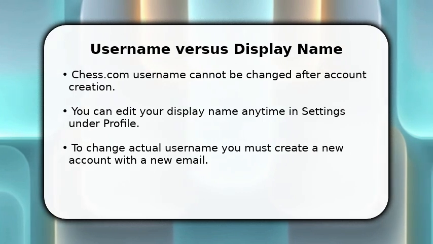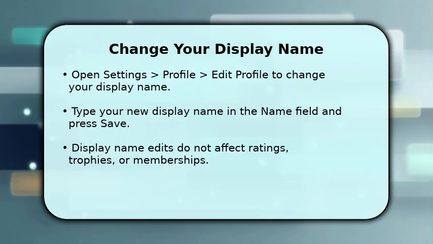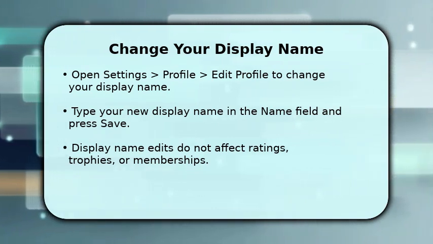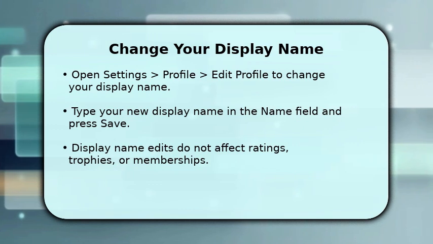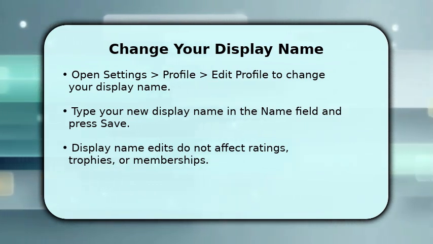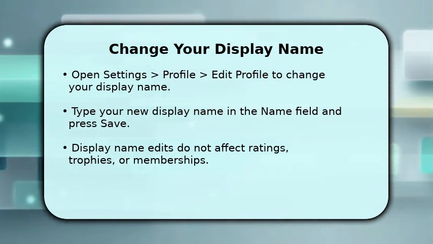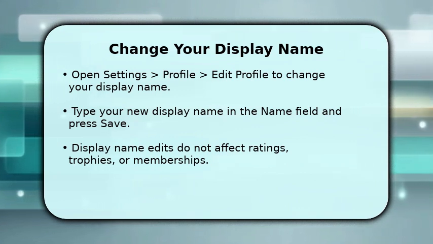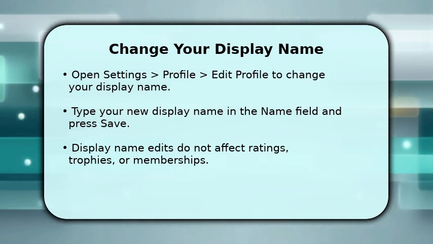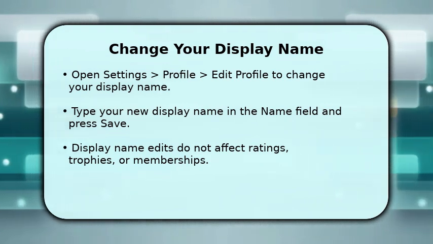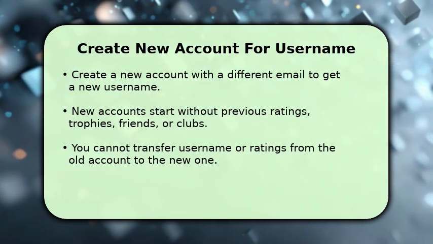To change your display name, open chess.com and sign into your account. Click your avatar in the top right to open the menu and choose Settings. Select Profile, then tap Edit Profile to open the name field. Type the exact display name you want and then click Save to apply the change immediately. This alters only the name shown to other players and preserves every rating, trophy, friend, and membership associated with your current account. If you must have a different username, you need to register a new chess.com account.